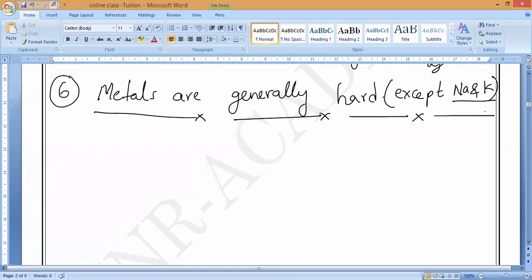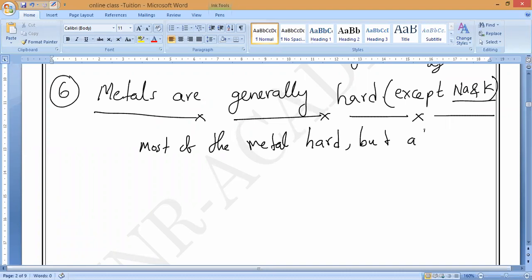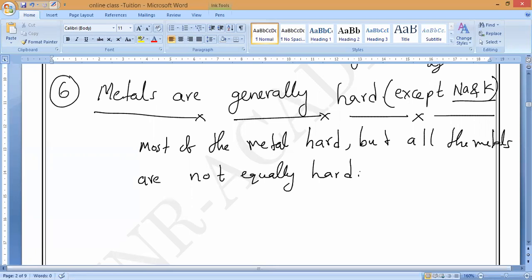Most of the metals are hard, but that hardness is not equal. That is what you should remember. Everybody will say all the metals are hard in nature, but that hardness is not equal. So most of the metals are hard, but all the metals are not equally hard. For example, the hardness varies from one metal to another metal.